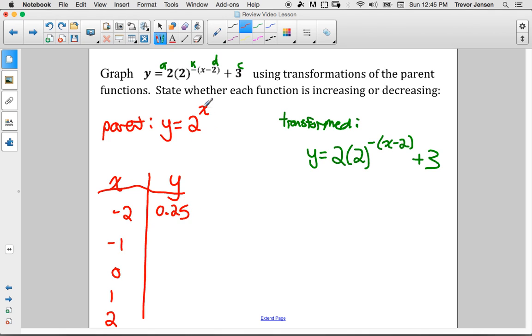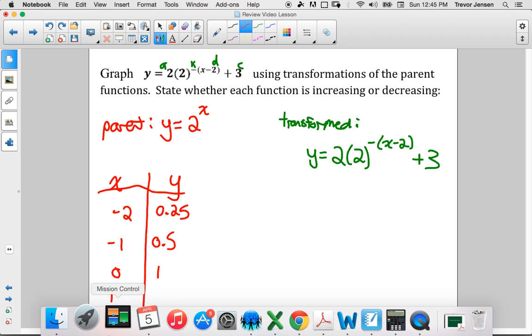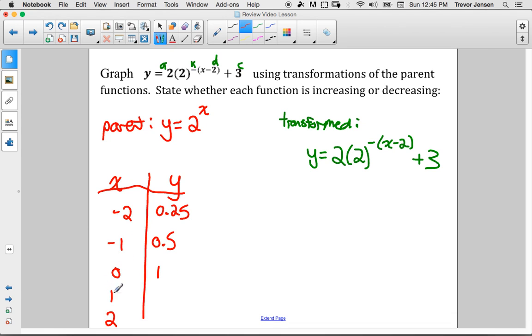If I plug in -1 for x, I have 2 to the -1, which equals 1 over 2 to the +1. 1 over 2 is just 0.5. 2 to the 0, anything to the exponent of 0 is 1. 2 to the 1 is just 2, and 2 to the power of 2 is 4. So there are my points for my parent function.